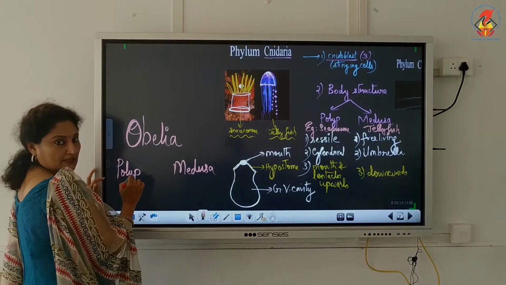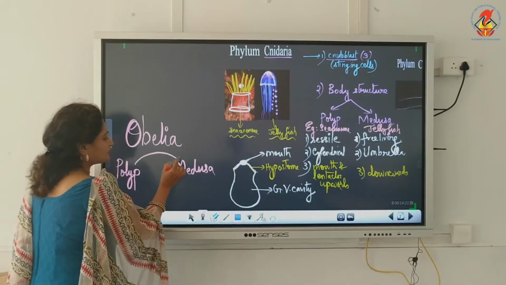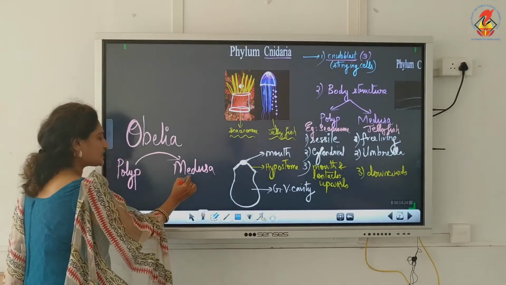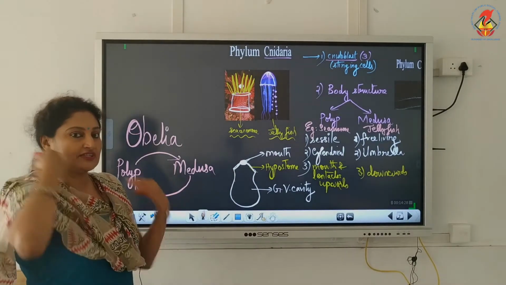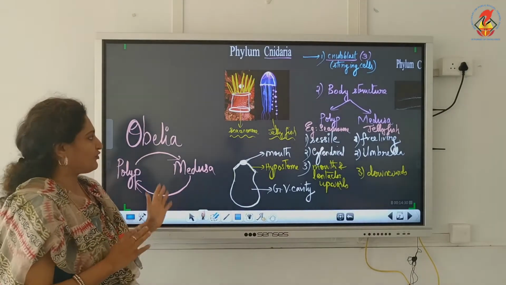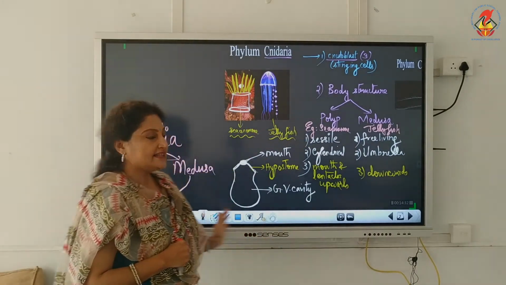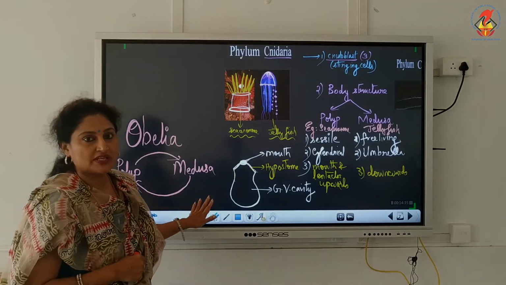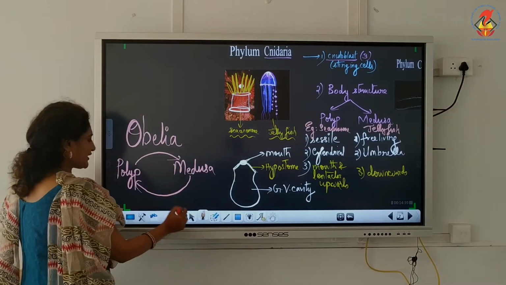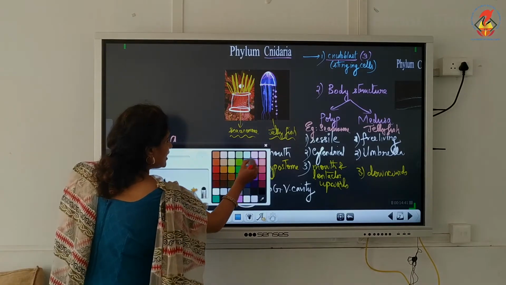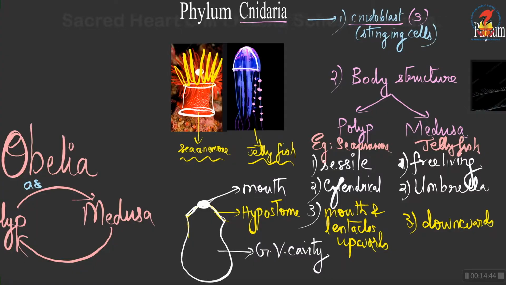First the obelia may be in the polyp form, then the polyp gives rise to the medusa, then the medusa gives rise to the polyp. So you can see alternation of generation. One generation they are in the polyp form, all these features. Then the next generation the polyp gives rise to the medusa. So they exist in the medusa form. Now the polyp gives rise to the medusa by asexual reproduction, and medusa gives rise to the polyp by sexual reproduction.